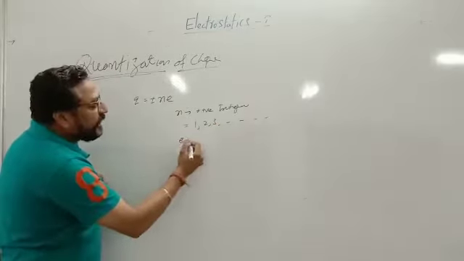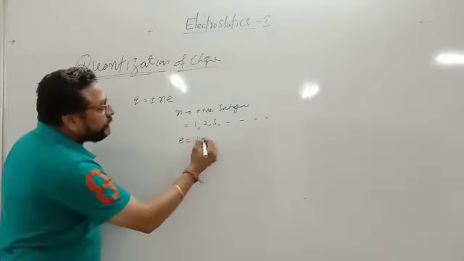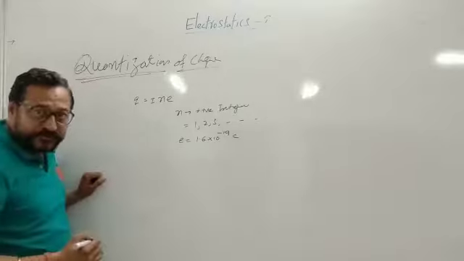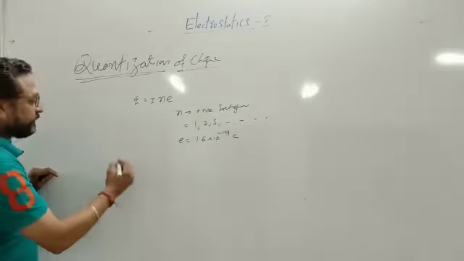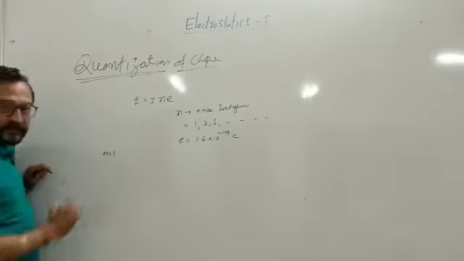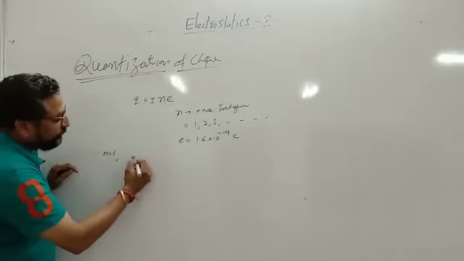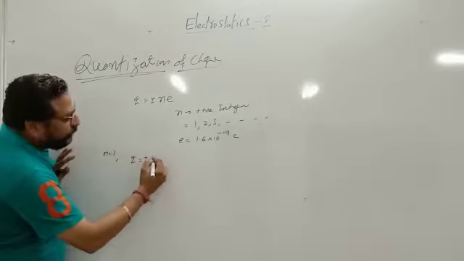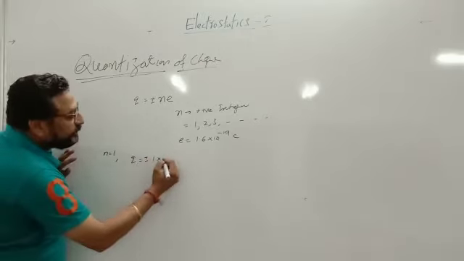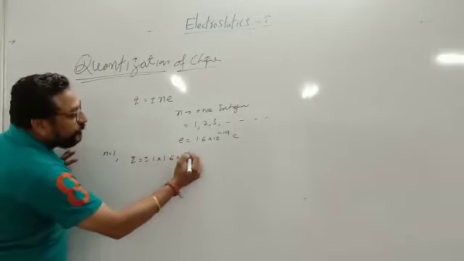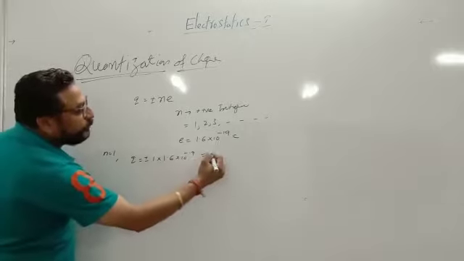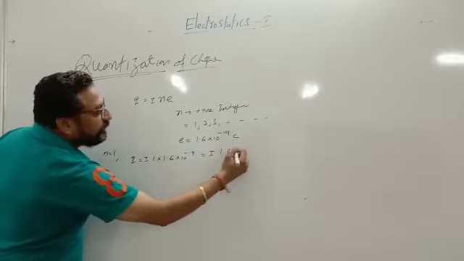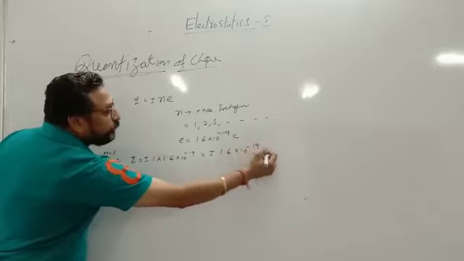And e is the amount of charge, that means 1.6 into 10 to the power of minus 19 coulombs. Hence, when N is equal to 1, then Q is equal to either positive or negative, both, 1 into e. e is 1.6 into 10 to the power of minus 19. It is equal to plus or minus 1.6 into 10 to the power of minus 19 coulomb.